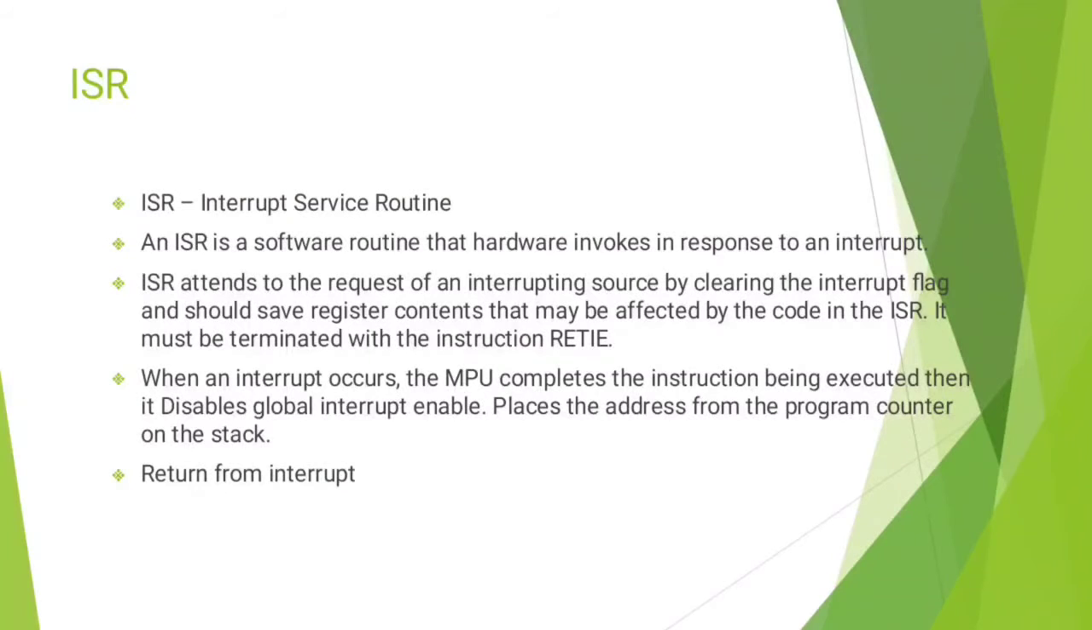An interrupt service routine is a software routine that hardware invokes in response to an interrupt. The interrupt service routine attends to the request of an interrupting source by clearing the interrupt flag and should save register contents that may be affected by the code in the routine. It must be terminated with the instruction return. When an interrupt occurs, the microprocessor unit completes the instruction being executed, then disables global interrupt enable and places the address from the program counter on the stack so that it may be returned from the interrupt.